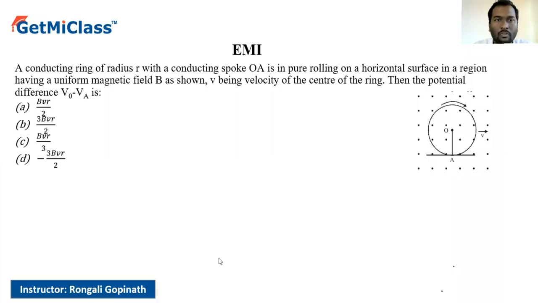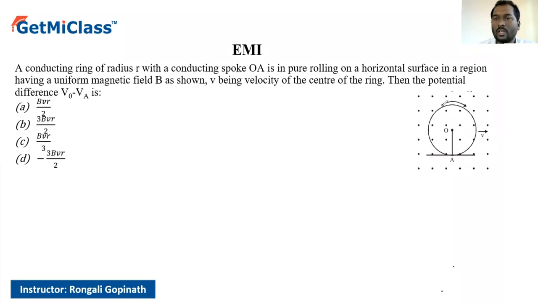A conducting ring of radius r with a conducting spoke OA is in pure rolling on a horizontal surface in a region having a uniform magnetic field B as shown. v being the velocity of the center of the ring, the potential difference V_O minus V_A is?